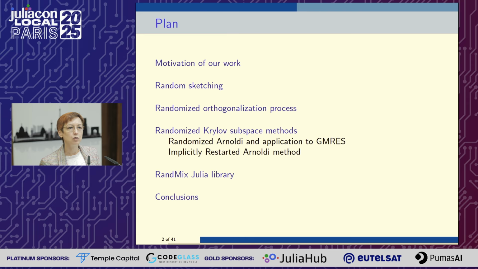and how we use random sketching for solving some of the problems in linear algebra, such as solving a linear system or an eigenvalue problem. And for this, I will have to introduce an orthogonalization process, which is very often the bottleneck in these problems. Then I'll give you a brief overview of the Julia library we are developing to make available all those algorithms that we design in our group before concluding.